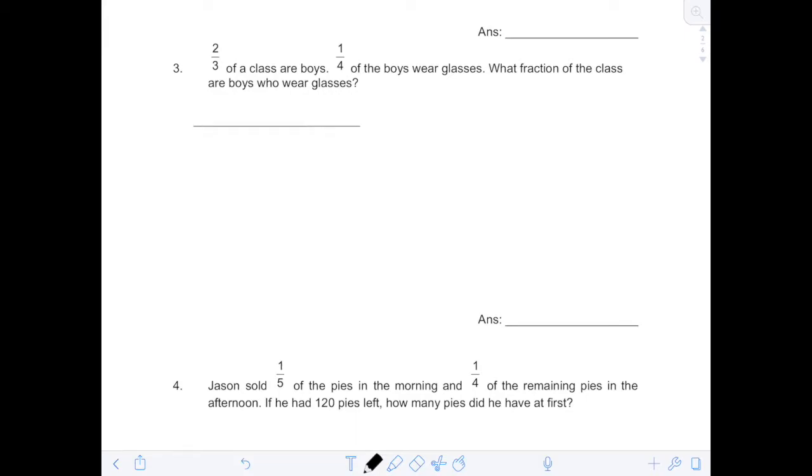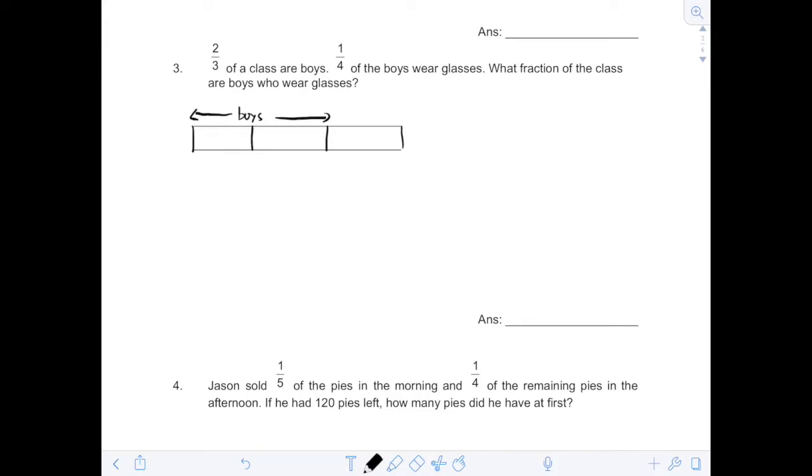First you're going to draw a model. And then since it said 2/3 are boys, we're going to split it into 1 part, 2 parts, 3 parts. And it says that 2/3 are boys, so this one will be boys. The rest have to be girls. And 1/4 of the boys wear glasses.